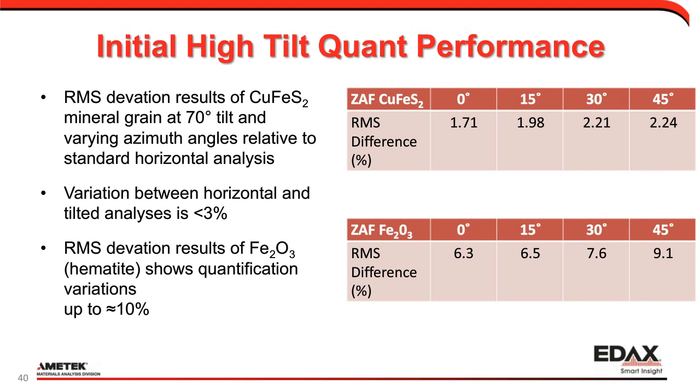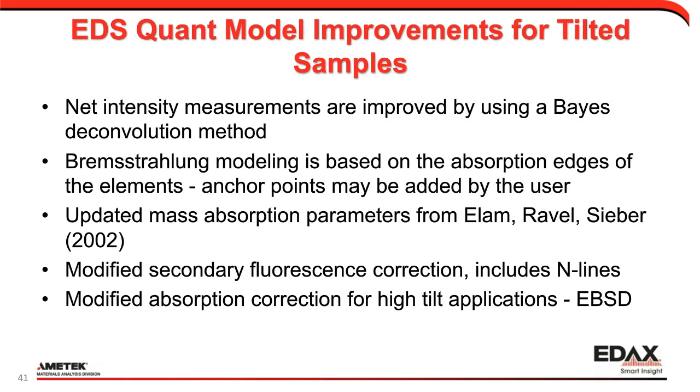And so you can see for the chalcopyrite there, in general we're around 2% RMS difference. But with the iron oxide, at a 45-degree azimuthal angle, it jumps up to around 9%. And so this was our initial high tilt quant. We weren't particularly impressed. So what we did is we went in and changed some of the quant models and things we did.